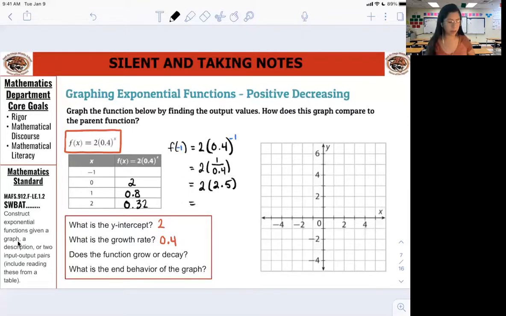So finally, when I multiply 2 times 2.5, what do I get? 5. I get 5. And Juan is saying already it's the opposite of a parent function. I like the way you think, Juan. So let's take a look.